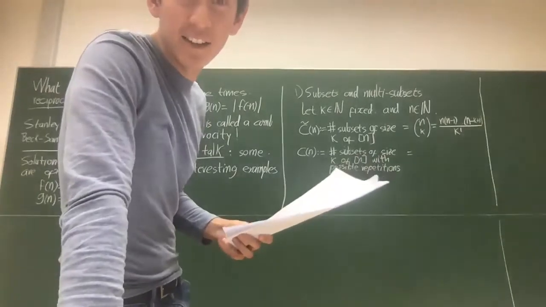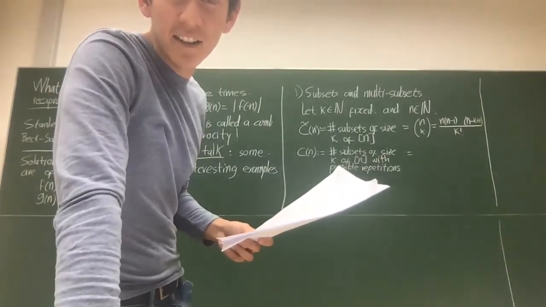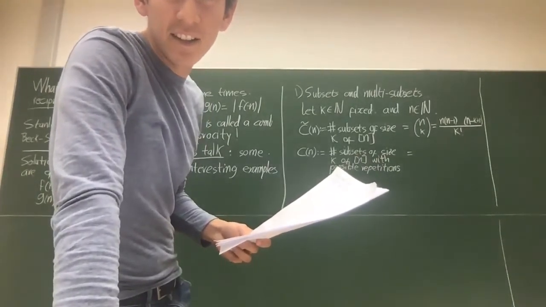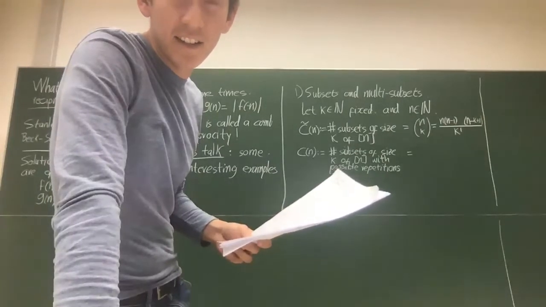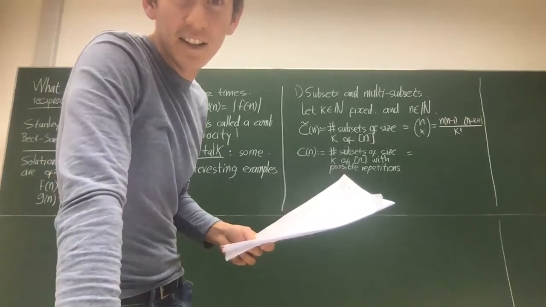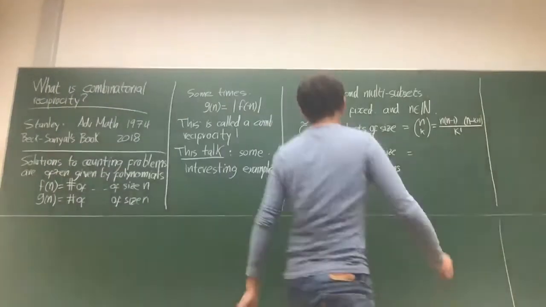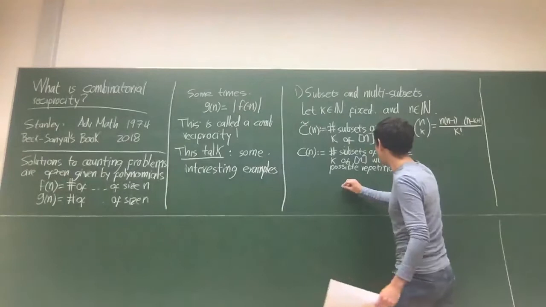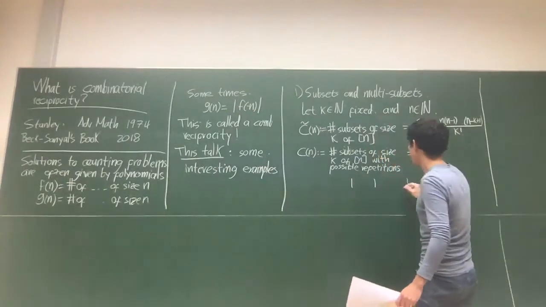I think this is a balls and boxes problem. You've got your ones box, your twos box, your threes box, and your fours box. So this should be your n plus k minus 1 choose k. Excellent. So what you're saying is you have n boxes.